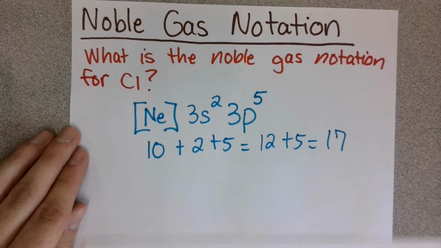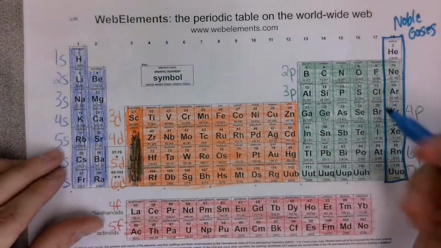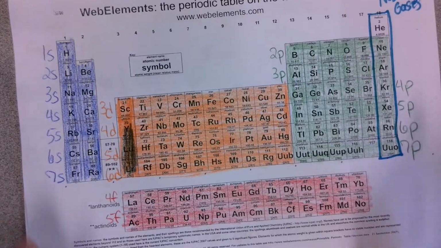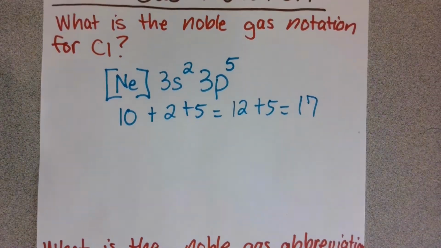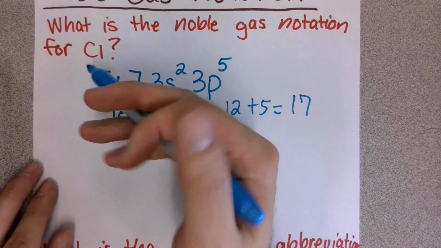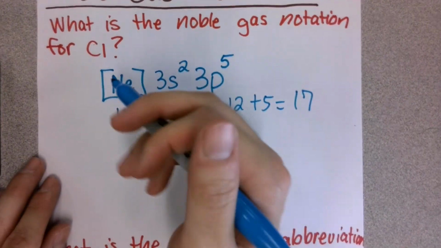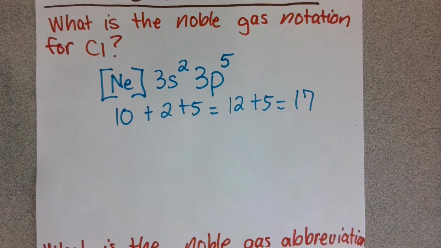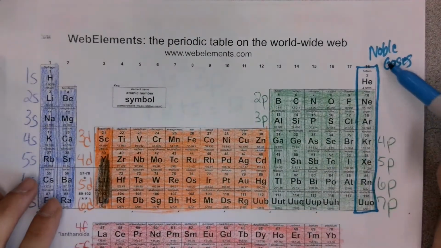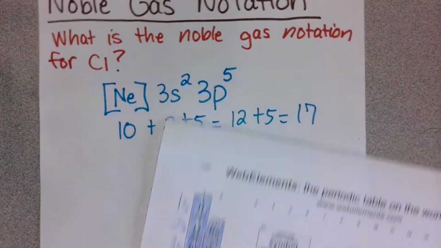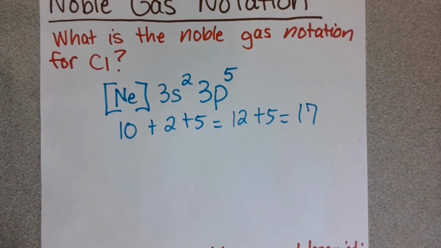Alright, and if you look on the periodic table, what number is chlorine? I don't know if you can see it or not, but it's number 17, so we've done it correctly. So again, you're going to find whatever element you're looking for on the periodic table. Then you find the noble gas that comes on the row before it. Remember, the noble gases are in this last column here. And then you write what comes after it. Remember, don't go back to the beginning with 1s. It has to be whatever comes after that noble gas.